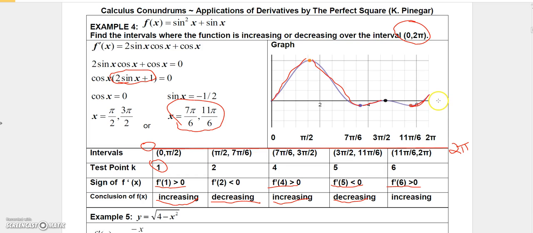Down here I tried to label it for you so you can see this. This is 2 pi. This point right here is 11 pi over 6. This point is 3 pi over 2. This point 7 pi over 6. And then this point is pi over 2.